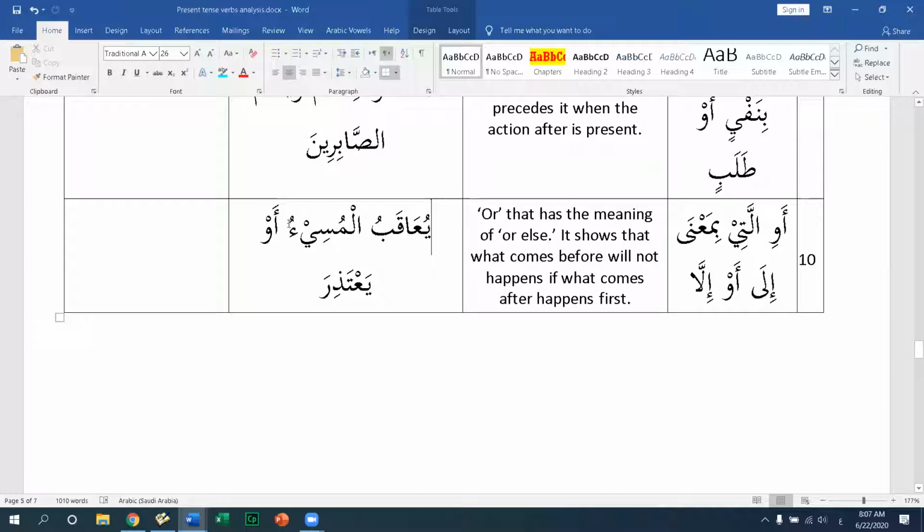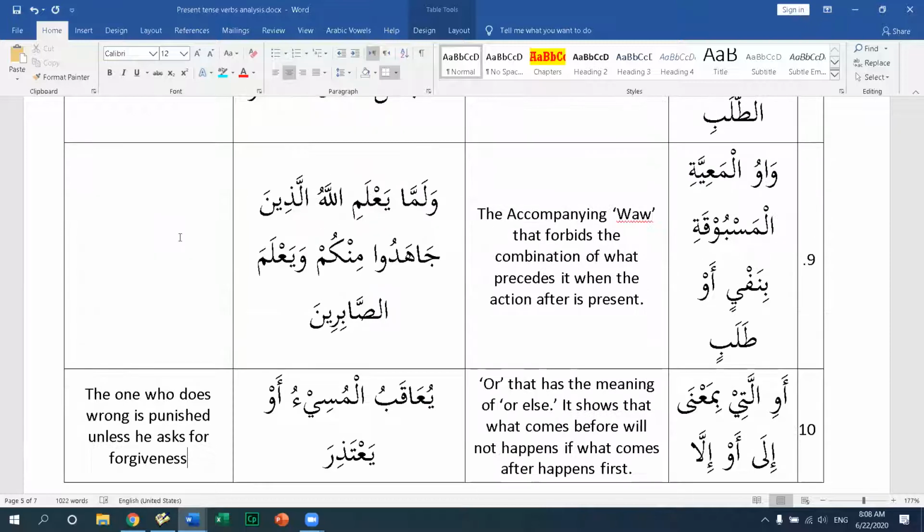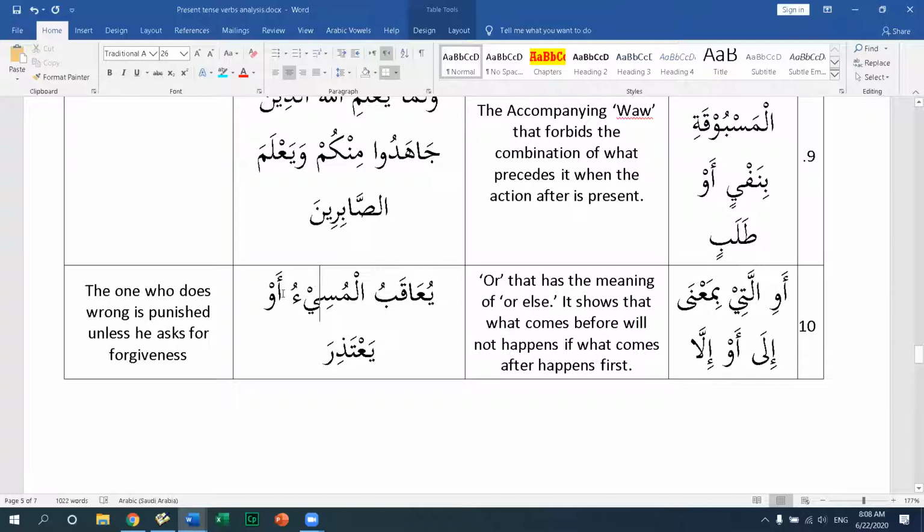يُعَاقَبُ الْمُسِيءُ. The musi means the one who does sayyi, who does wrong, evil. The one who commits a crime. You can translate it that way. Let me translate it here. The one who does wrong is punished, unless he asks for forgiveness. So here aw means unless.